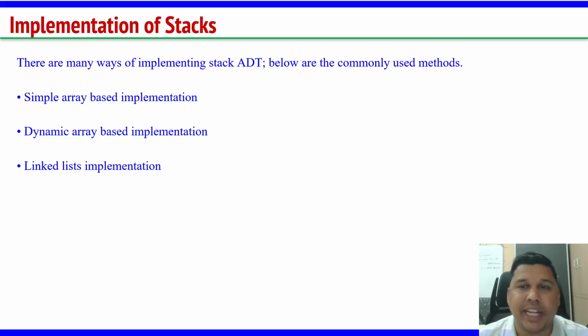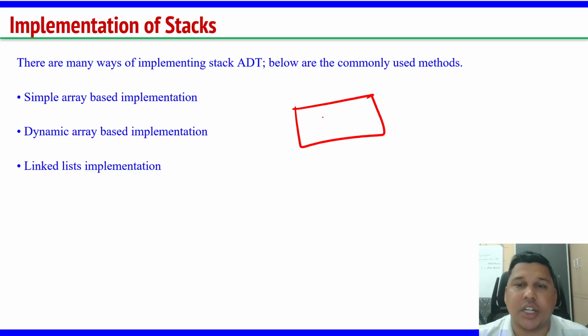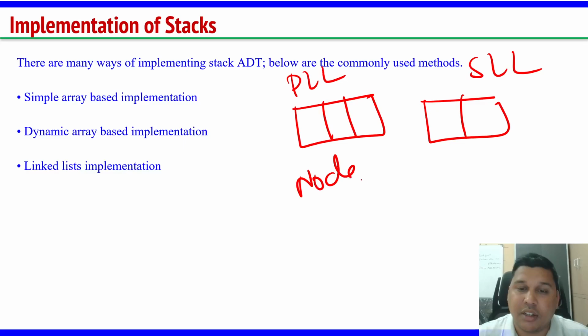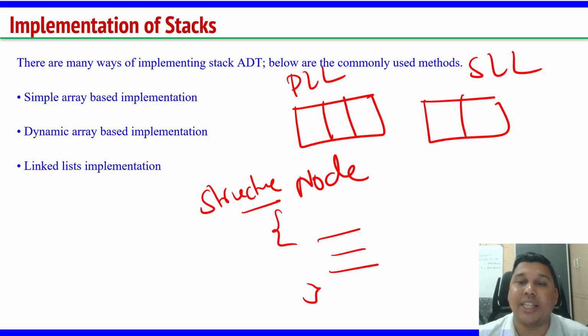So, implementation of stacks. In how many ways can we implement the stacks? Again, in a linked list, you are trying to create a node structure, and you used to have one node. If it's a single linked list like this, if double linked list, so you are trying to create a node structure. You are using a structure to create a node. Then you are defining the variables and you have done the implementation.